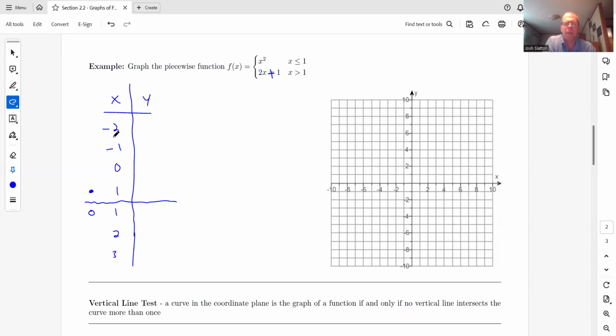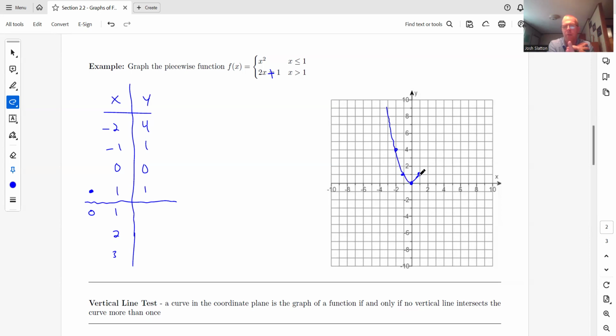So plug in the x's that were less than or equal to -1. So we're going to plug these into the x squared. So -2 squared would be 4, -1 squared is 1, 0 squared is 0, and 1 squared is 1. Now, well, let's go ahead and plot these. So -2, 4, -1, 1, 0, 0, 1, 1, and we're going to put a closed circle there. And then we can connect these. We know what the graph of x squared looks like, and we're going to stop there.